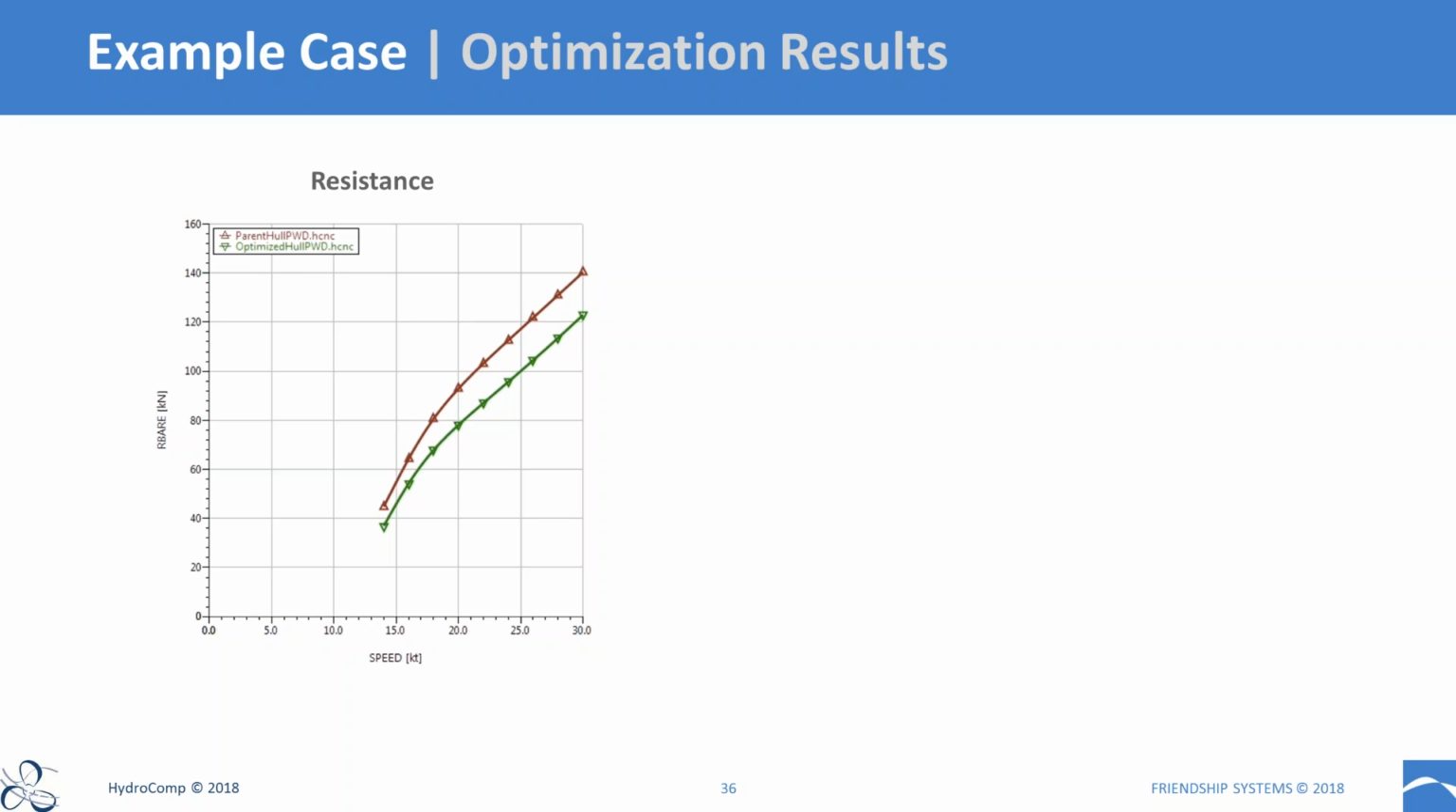So in terms of the results, you can see here the resistance plots over a range of speed for the parent hull in red and the optimized hull in green. Here we see nicely that over the whole speed range, the resistance was reduced. And if we have a certain resistance budget that we can overcome with our propulsion power, then we are able to increase the speed significantly beyond the 26 knots that was required for the vessel.